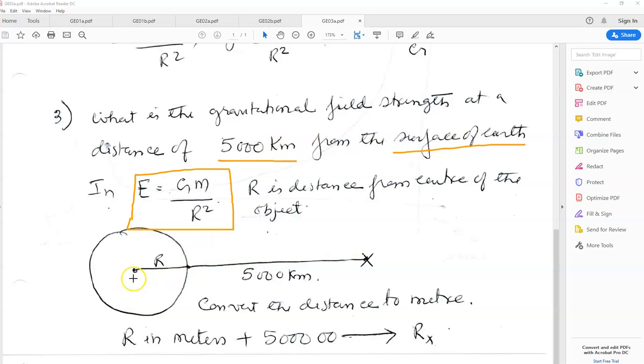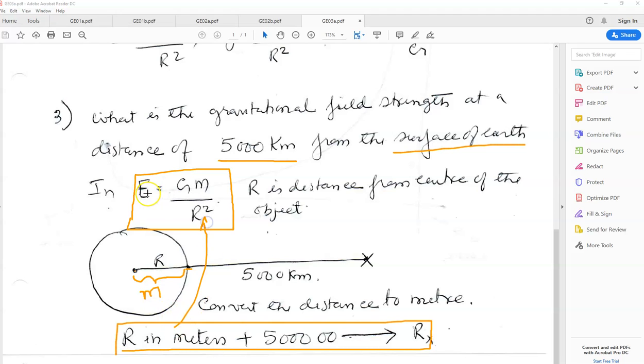So what you'll end up doing is, to apply this formula, you must get the distance from the center of the Earth. Probably the radius of the Earth is given in your formula book. You just have to add the radius of the Earth, again in meters, plus the distance given in the problem, which is 5000 km, converted to meters. You get the final value of r. Substitute this into the equation. You will get the value of the gravitational field.